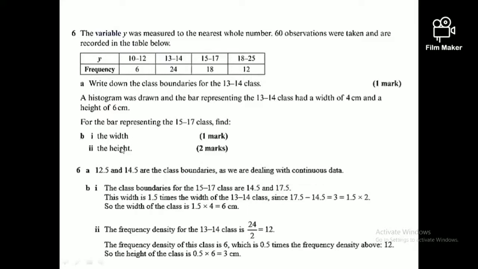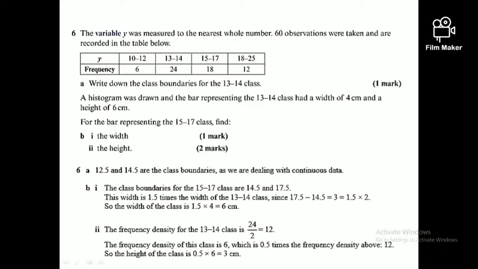Let's work out with this category. The information given is for 13 to 14. Let's discuss the width first. What is the width of 13 to 14? We already defined it as 12.5 to 14.5. The width is 2. The actual width of the bar is 2, and we need to find the width of 15 to 17. If you stretch this bar, it is 14.5 to 17.5.